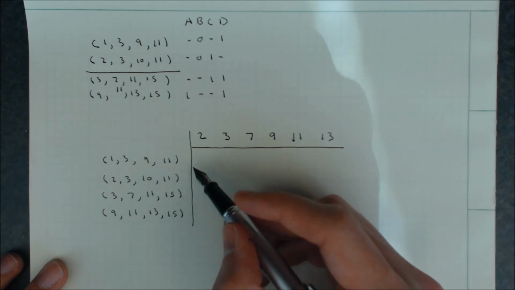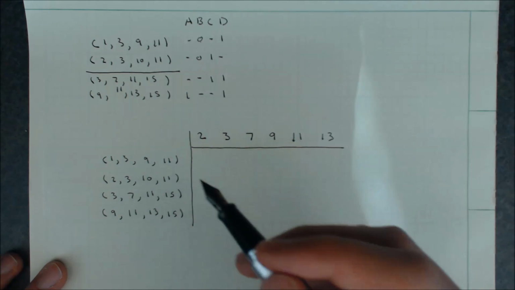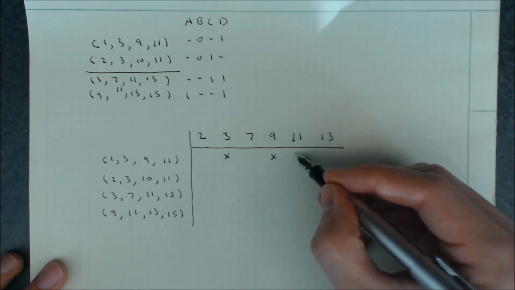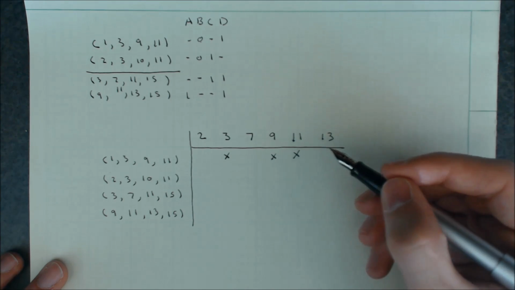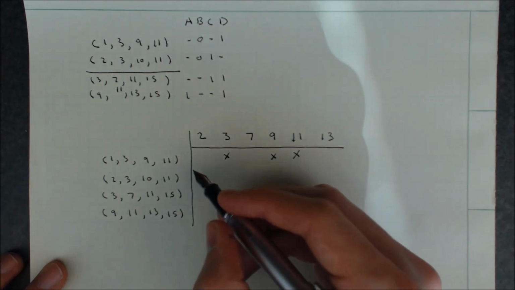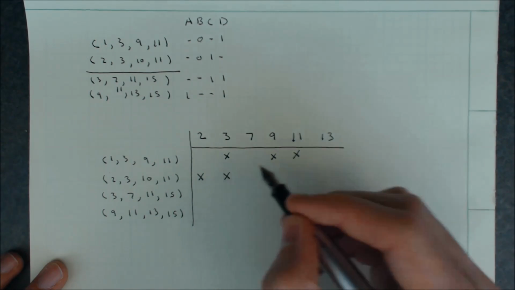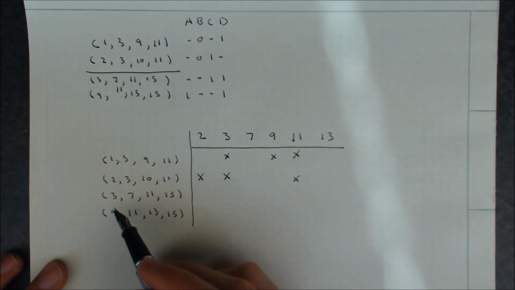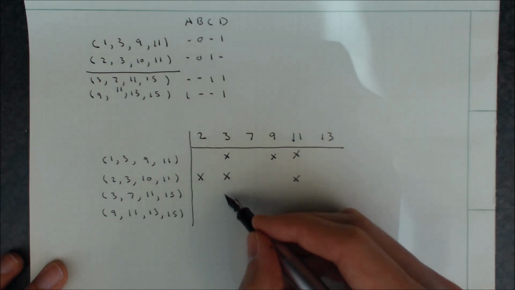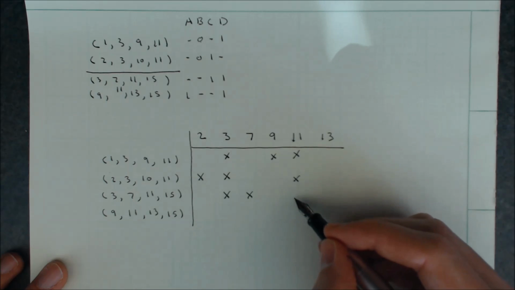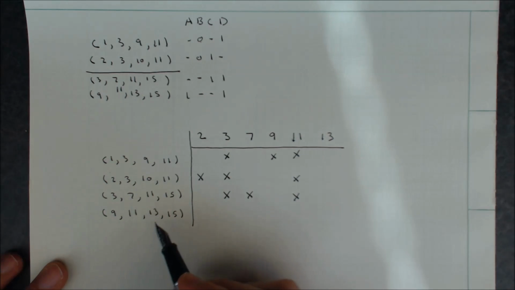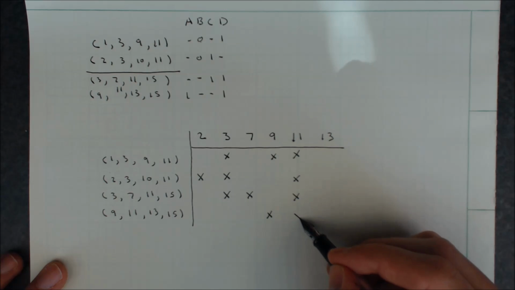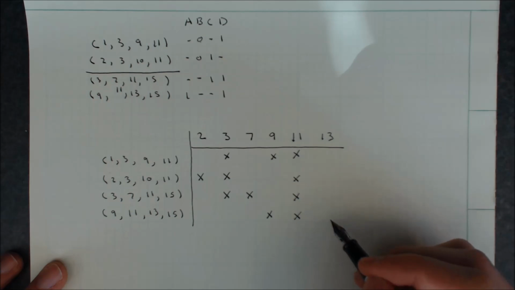So in this case, we'll mark down where 1, 3, 9, and 11 are, as long as they're in those min terms. So we'll mark down an X at 3, an X at 9, and an X at 11. In the next set, we'll do 2, 3, 10, and 11. So 2, 3, 10's a don't care, we don't include it, and 11. Next, we look at 3, 7, 11, 15, where we have 3, 7, 11, where 15's a don't care, and 9, 11, 13, 15, where we have 9, 11, and 13.